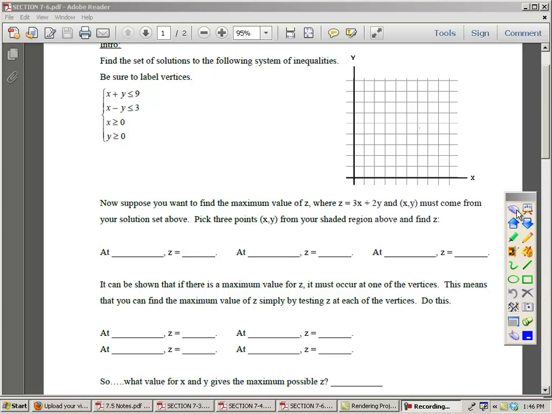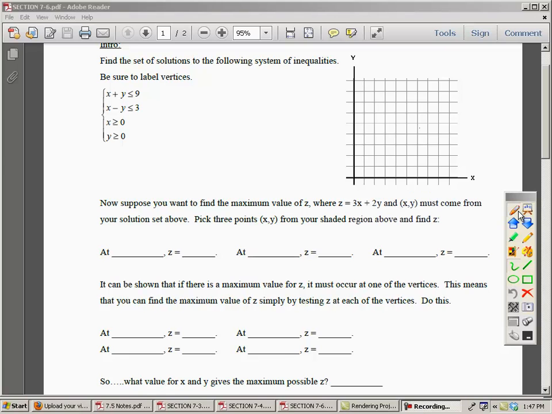Welcome to section 7.6. This is called linear programming. This is the last section that we're going to be doing in chapter 7, and so this kind of ties everything that we've done together. But take a look. We're going to be looking at a system of inequalities. So we did inequalities in 7.5. Now we're going to put multiple ones together.